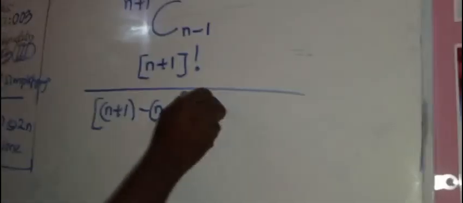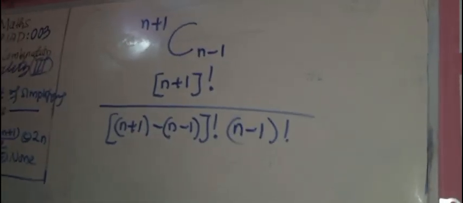This is n plus 1 factorial, that's the meaning, divided by, now you subtract this from this. So you have n plus 1 in brackets minus this in brackets, also minus 1 factorial. Then times this one, n minus 1 factorial. Remember? That's the process. Now, let's simplify it.